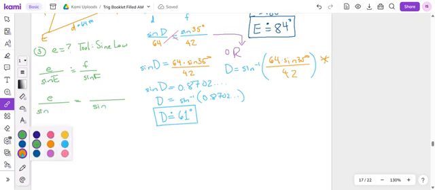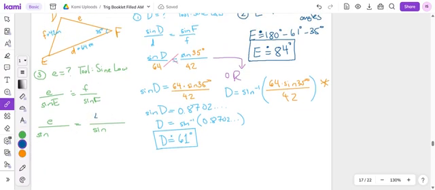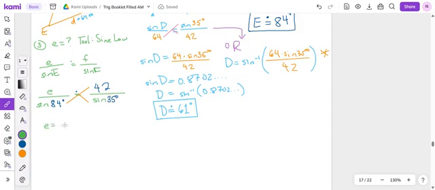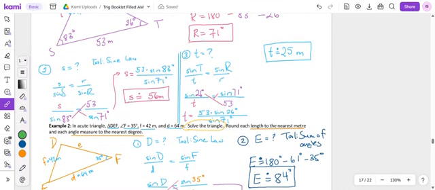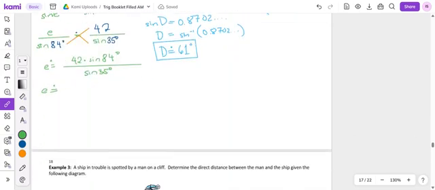Now we sub in the values we know. F is 42. E is 80. I'll use the T method. This times this divided by that. How many decimal places? Is that true? Oh, yeah, it is true. Okay. Thank you. 42 times sine 84 divided by sine 35.